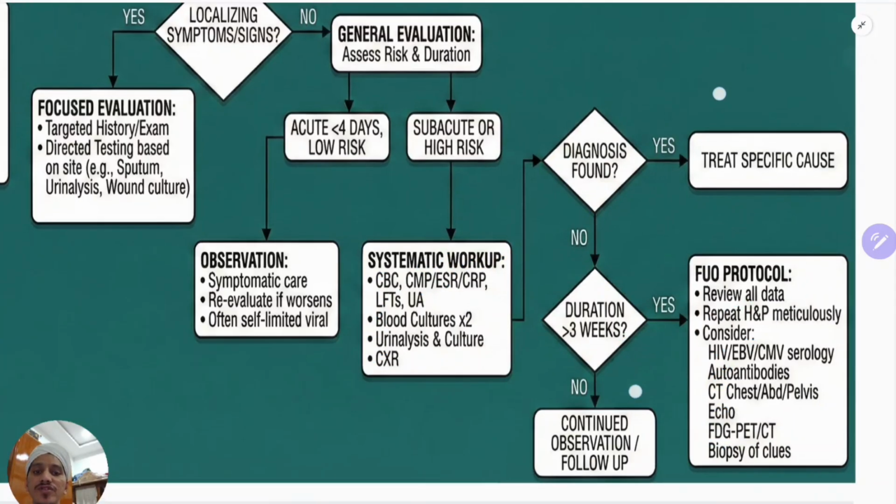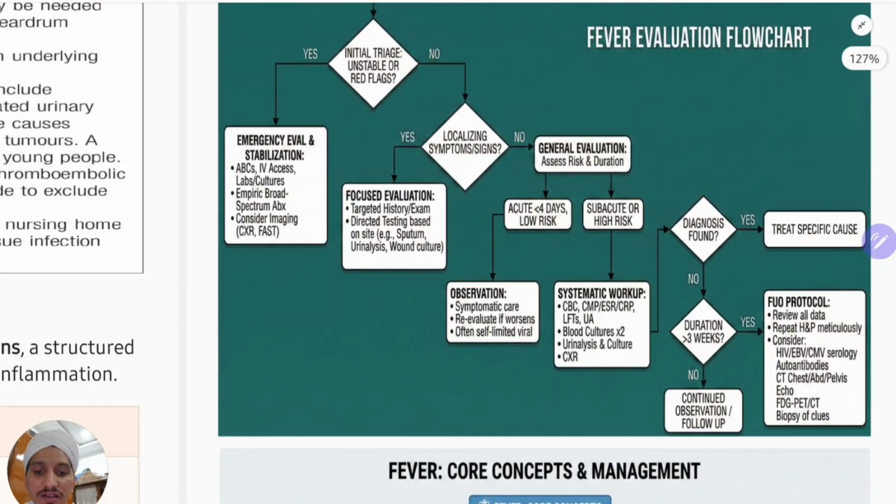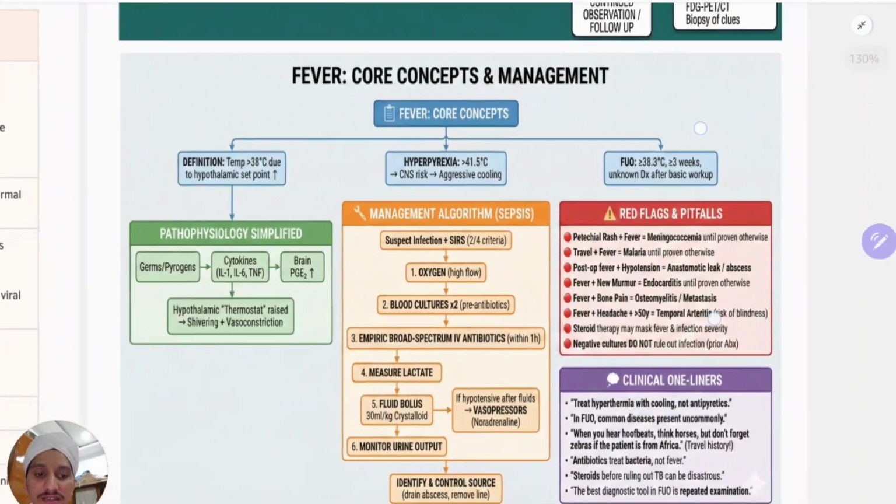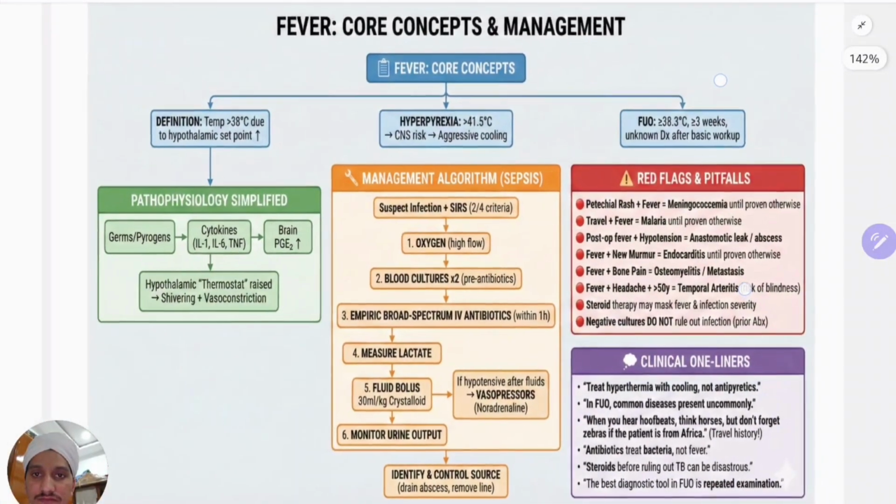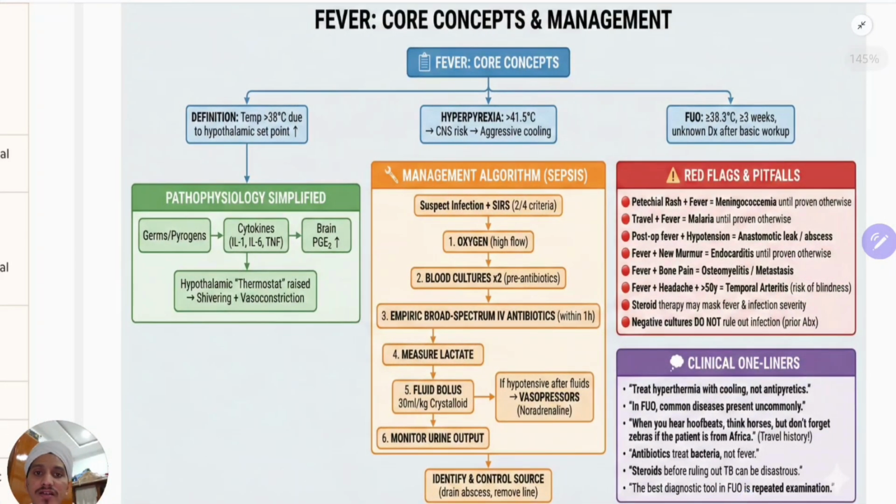Okay, this is a master flow chart to evaluate a patient with fever. So this is the summary of the whole topic: fever core concepts and management. Definition is temperature more than 38 degrees Celsius due to increased hypothalamic set point. Pathophysiology simplified: germs or pathogens will activate the immune system that will secrete cytokines IL-1, IL-6, TNF, IFN, and in the brain there will be increased PGE2 that will raise the hypothalamic thermostat.